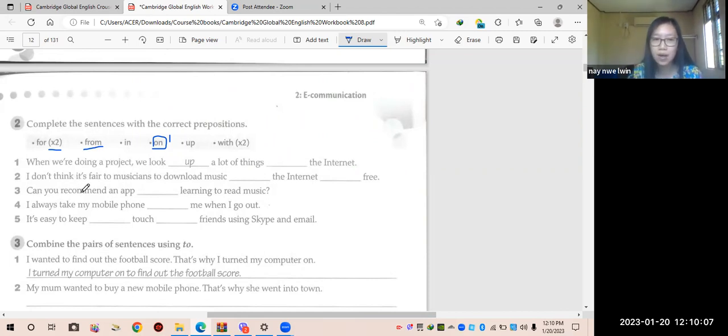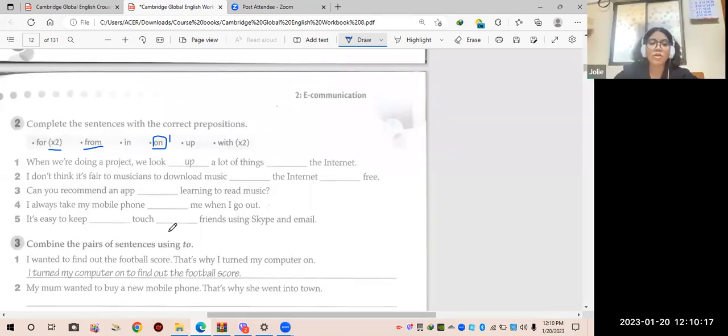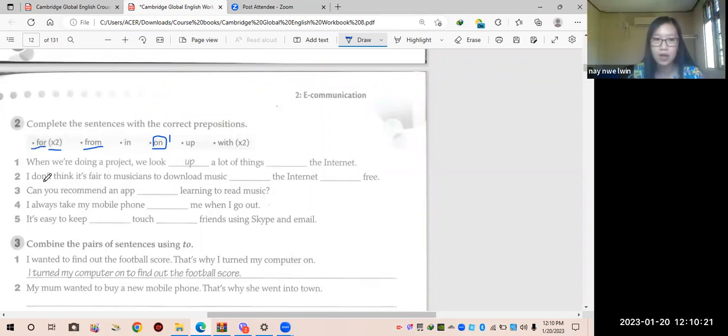So number 3 is, can you recommend an app blank learning to read music? So how about number 3? For, yes, correct. We'll use for number 3. For learning, for plus the ing, right? So for learning to read music, correct. If there is an infinitive, we can use to right here, right? But here there is an ing form, so we have to use for.